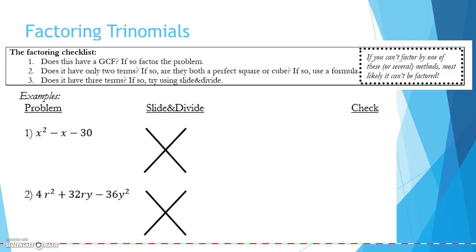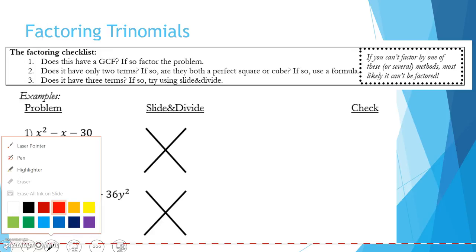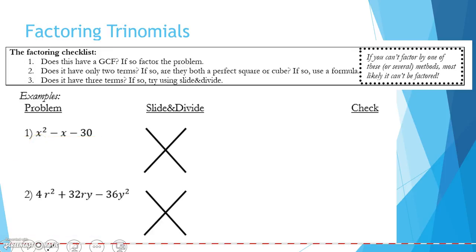Hey guys, we're going to learn about the last type of factoring today. It's about factoring trinomials. So what we've learned already is, does it have a GCF? You still want to check for that today. Does it have a GCF? You ask yourself that with all the problems.